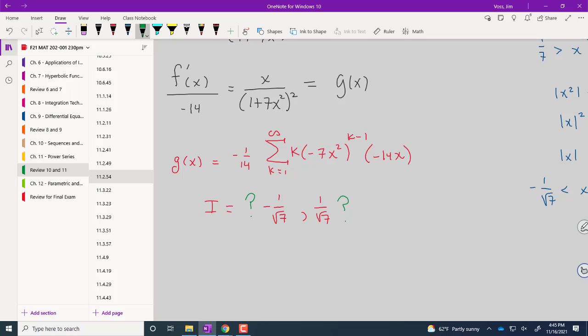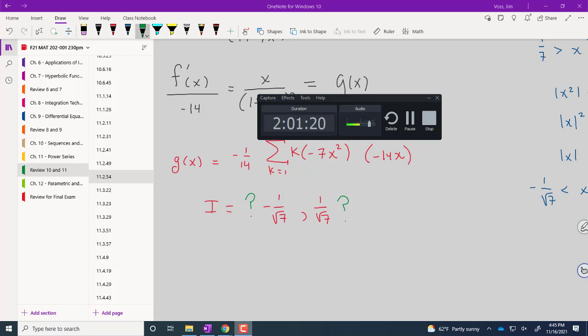So just the endpoints? Yeah, we'll test those endpoints. You plug them back into the series for f prime.